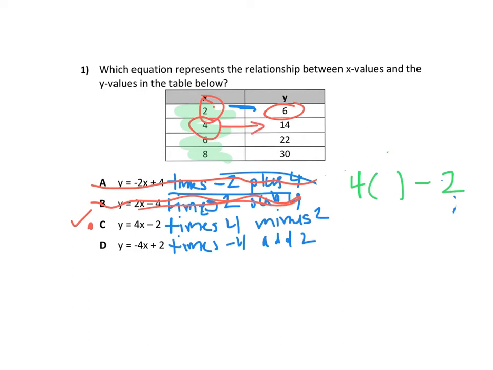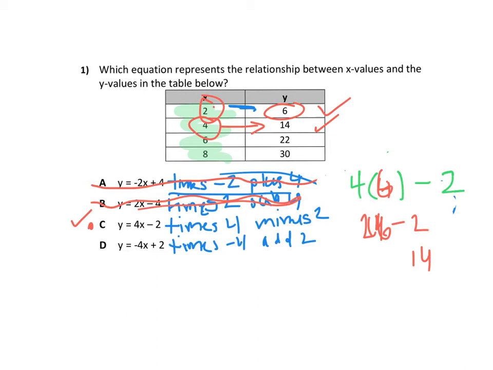Does 4 give me 14? So 4 times 4 is 16, minus 2 is 14. Yep, it does. And so that's one way to do it. So I know that works. And if I plugged in a 6 here, I would get 24 minus 2 gives me 22. 8 times 4 is 32, minus 2 is 30. So we know that works.